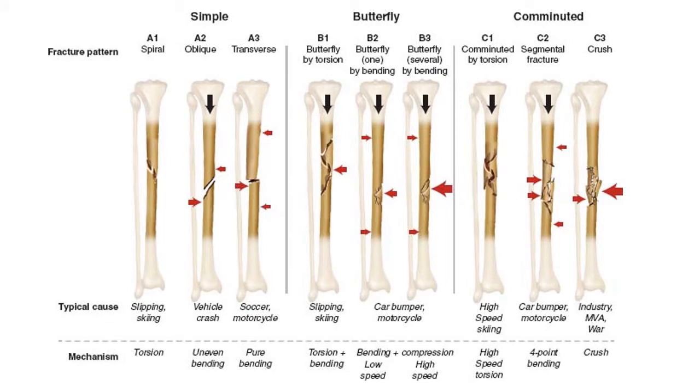For classification of tibia fracture, we use the fracture patterns, either simple, butterfly, or comminuted. A1 is for spiral simple fracture. A2 is for oblique fracture. A3 is a simple transverse fracture.